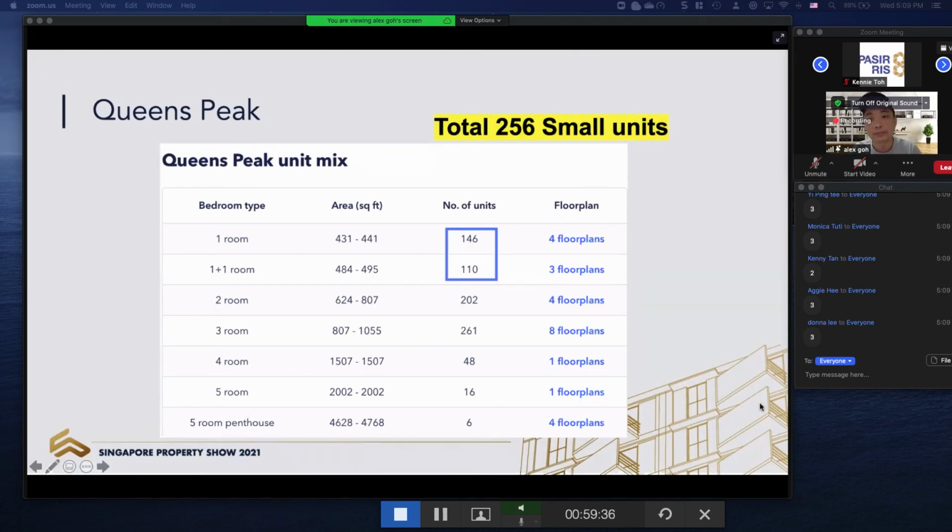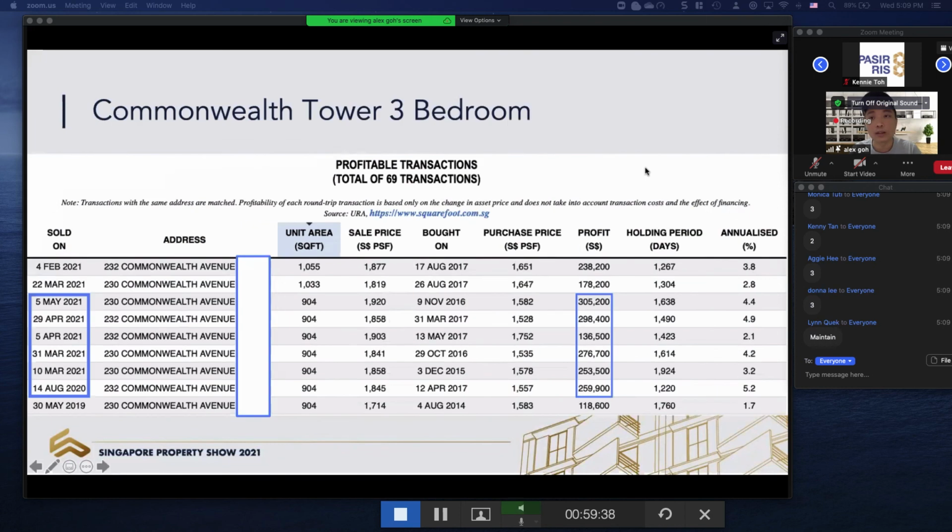Okay, so now we go in. 3-bedroom, Commonwealth Tower, we look at 904. In 2019, 118,000 profit, 1,007 per square foot. In 2021, 300,000 profit, at 1,009 plus per square foot. The price went up. When the 1-bedroom goes down, the 3-bedroom goes up. So it's totally different direction.